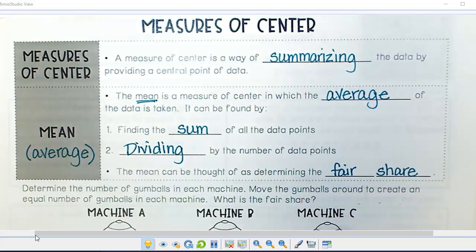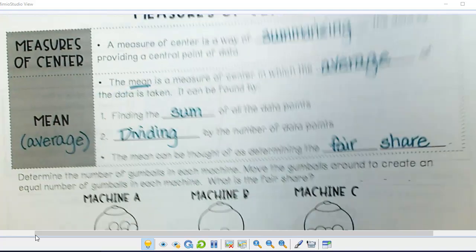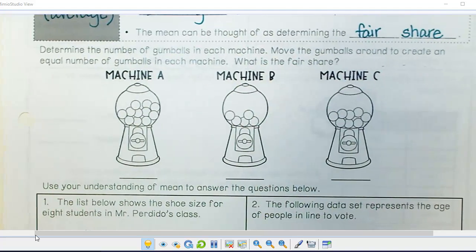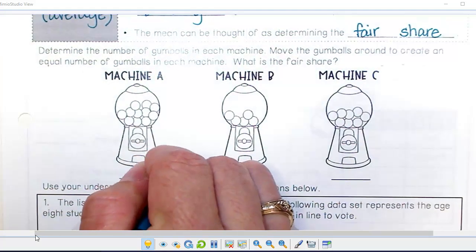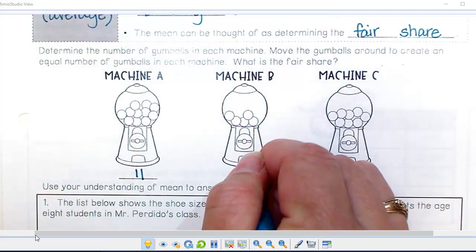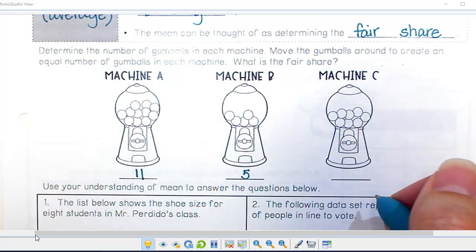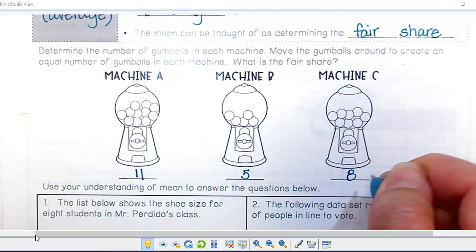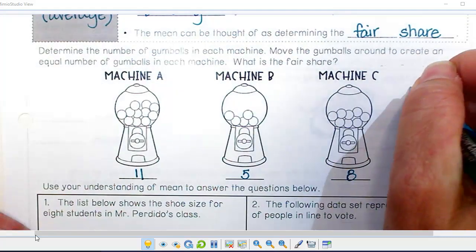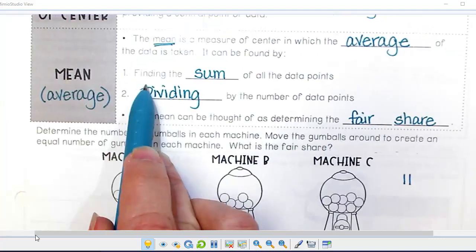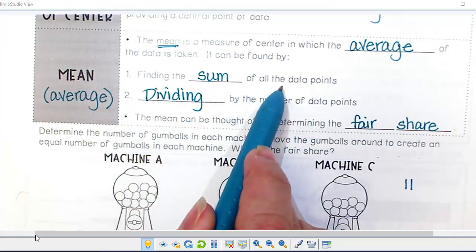All right. And so down here is a great example because everybody wants their fair share of gumballs. In machine A, if you count them up, there are 11 gumballs. In machine B, there's only 5. And in machine C, there are 8. Well, if we want everybody to get their fair share, everybody kind of wants the same amount of gumballs. So there are 3 machines. So I am going to find the sum of all of the data points.